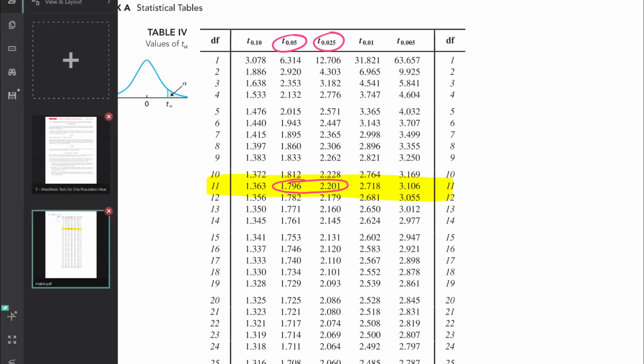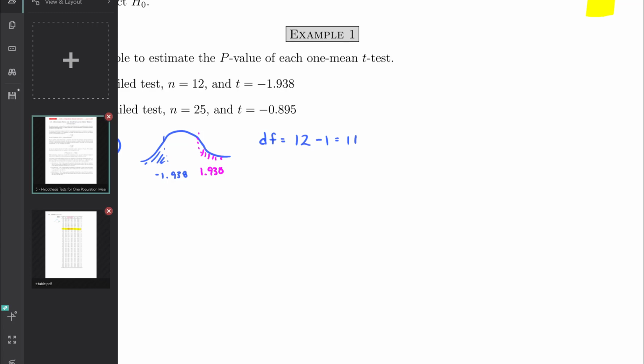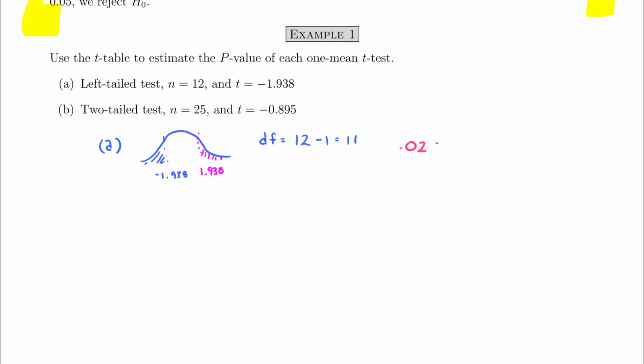Go back to the notes. So with the area under the curve being somewhere between 0.025 and 0.05, we obtain that from the t-table. We can reject the null hypothesis at any significance level that is larger than 0.05 or less than 0.025. For significance levels between 0.025 and 0.05, the table is not detailed enough to help us decide whether or not we should reject or not reject the null hypothesis.